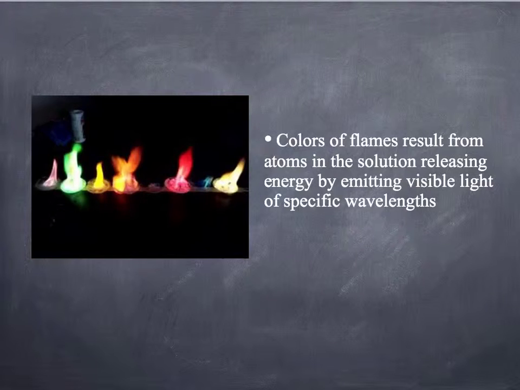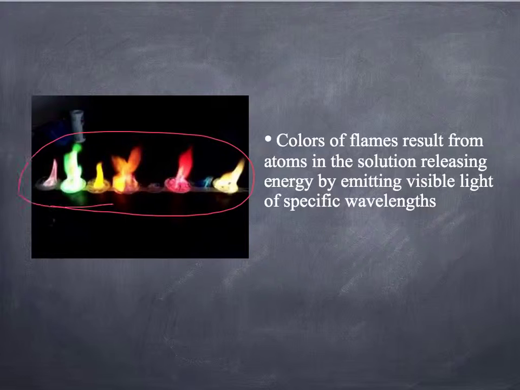Tomorrow we're going to do a flame test lab, and you can see these different colors of flames here in this picture. The colors of the flames result from the atoms in the solution releasing energy by emitting visible light of the spectrum. These are just different chemicals that we're going to be using to make these different colored lights, and it's all a color of the spectrum because that's how much energy it's given off. So this is the most important slide right here.